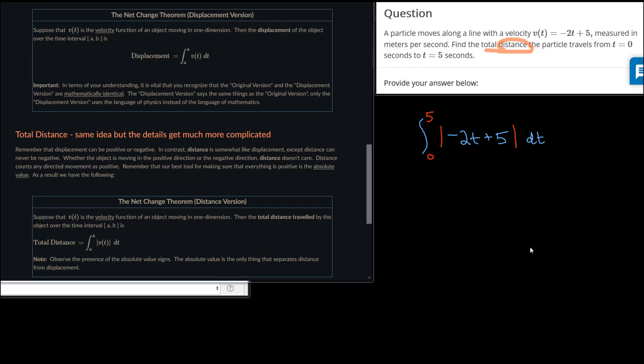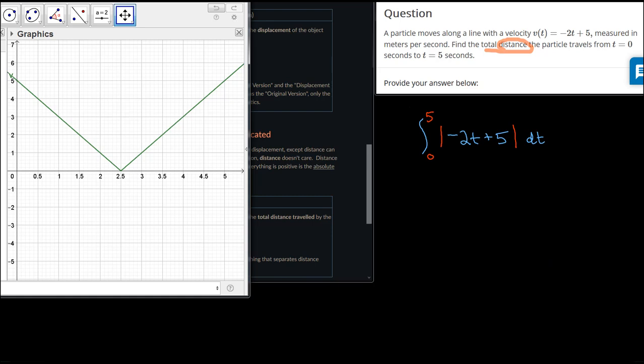All right, so let's bring up GeoGebra to help us understand what's going on with this absolute value function. Right there on the screen, we've got the graph of this particular absolute value function. We have y is equal to the absolute value of negative 2t plus 5. That's the graph that we're looking at here.